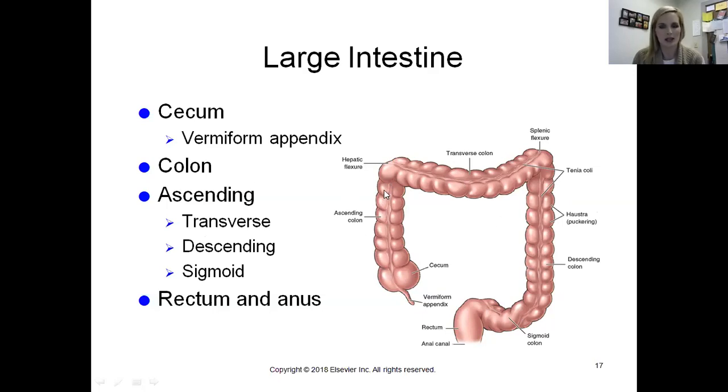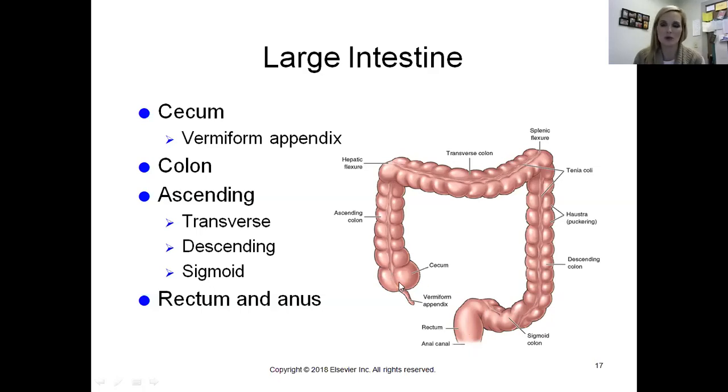The first part we labeled, number 11, as the ascending. Number 10 we called the appendix. You don't have to refer to it as the vermiform appendix. Appendix is just fine. But going through, the ascending was number 11. Number 12 was the transverse. Number 13 was the descending colon. And then number 14 we labeled as the sigmoid colon. So those are the different parts of the colon.